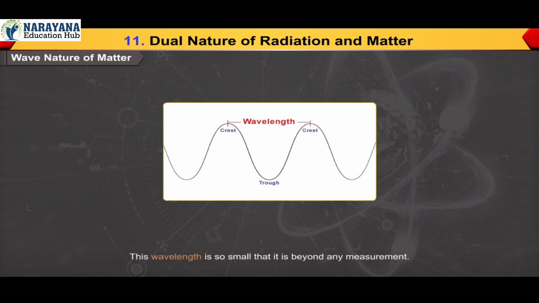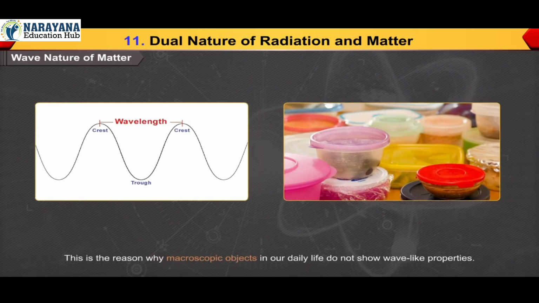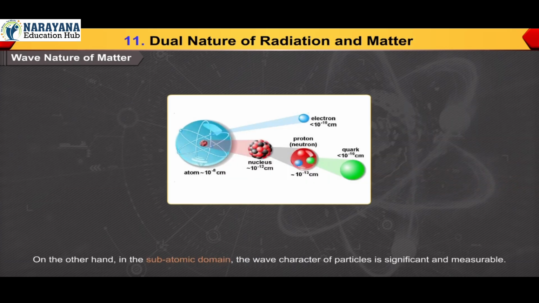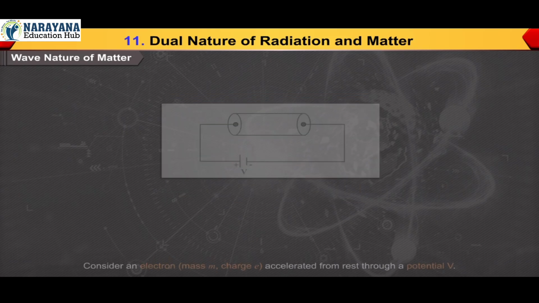This wavelength is so small that it is beyond any measurement. This is the reason why macroscopic objects in our daily life do not show wave-like properties. On the other hand, in the subatomic domain, the wave character of particles is significant and measurable.